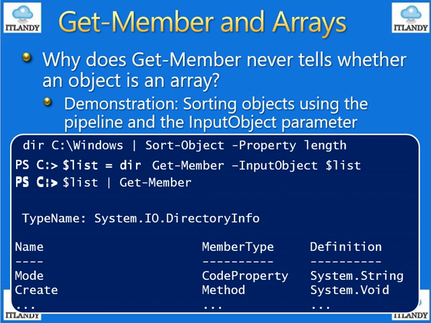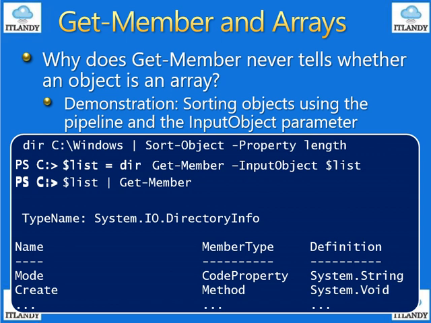By sorting objects using the pipeline and the InputObject parameter. You can see it start with directory C:\Windows, pipe Sort-Object, property Length, then $list equals the directory, and they get the numbers, and you see the output.